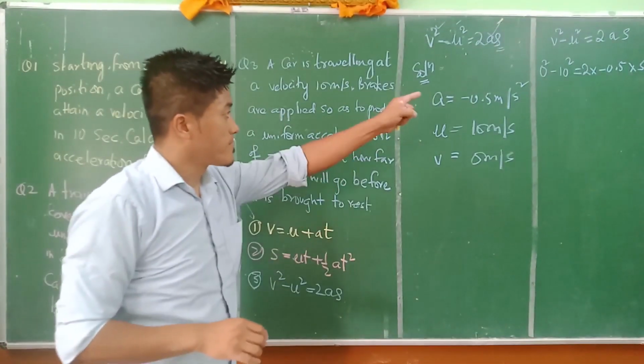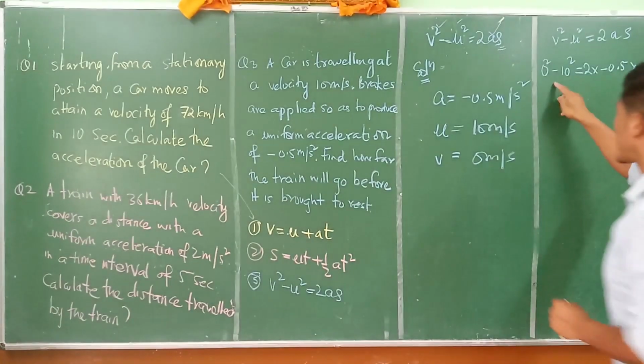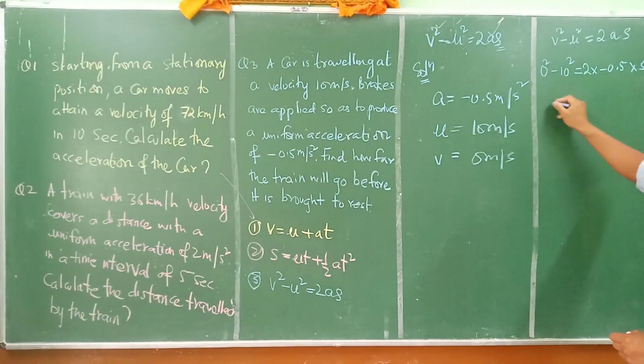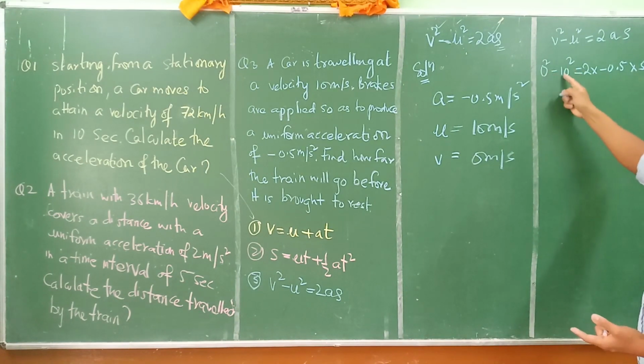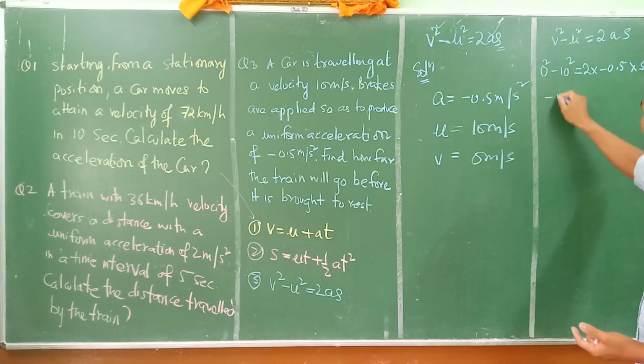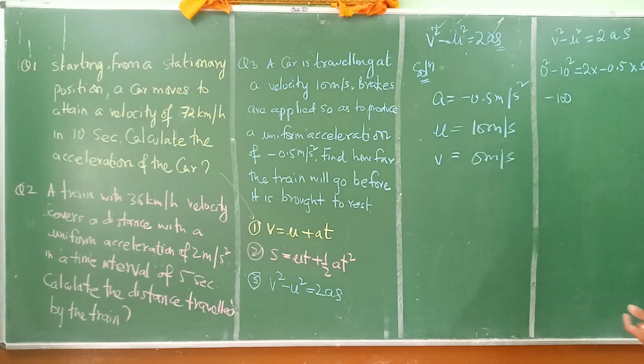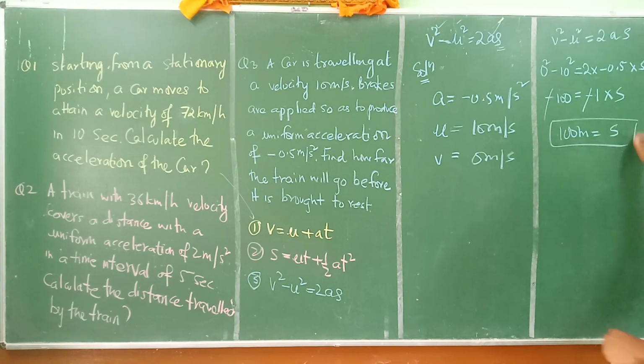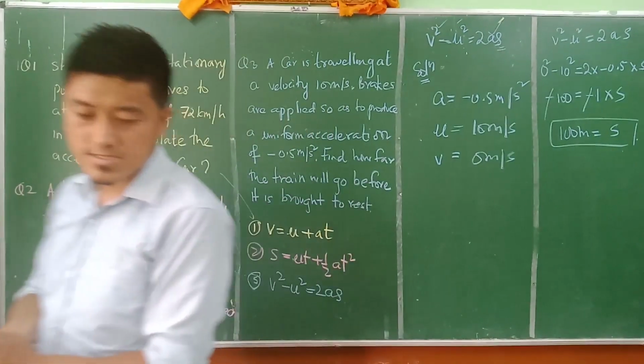Understand? Here. So now when you subtract this, 10 times 10 is 100. 0 square is 0. When you subtract it, this is greater, so we are going to write minus 100, because 10 square is minus 100, equal to 0.5 into 2 is 1, that is minus 1 into S, right? So now you can cancel this out. This 1 doesn't have any value in general, so we are going to write 100 meter is equal to S. This is your answer. Understand? Is that clear?